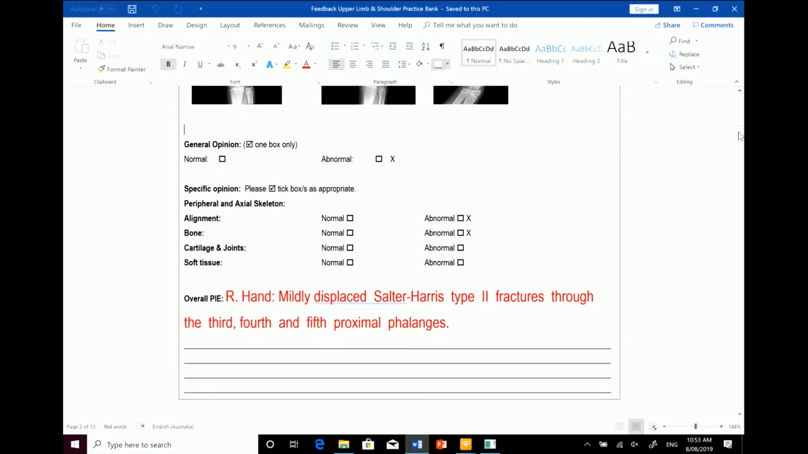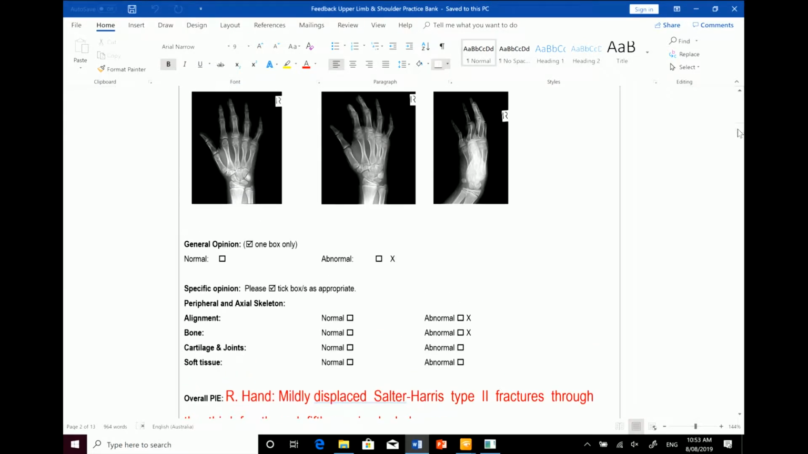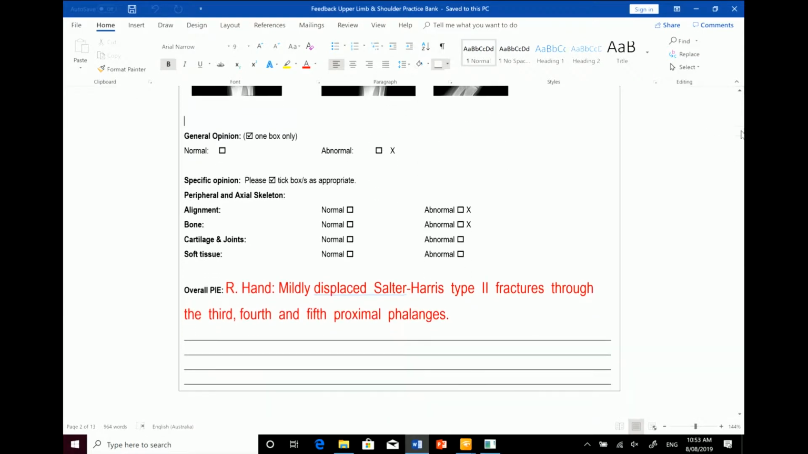So then our PAE form, it's abnormal. The alignment is abnormal and the bone is abnormal. Because it sits above the epiphyseal plate, it does not affect the joint, and there is not really any major soft tissue swelling there. So the overall PAE is that there are mildly displaced Salter-Harris type 2 fractures through the third, fourth, and fifth proximal phalanges.